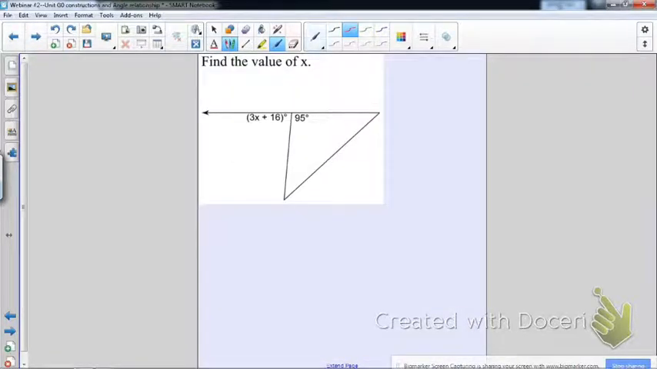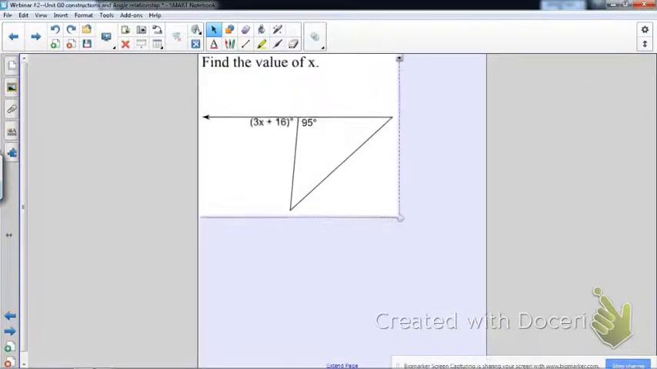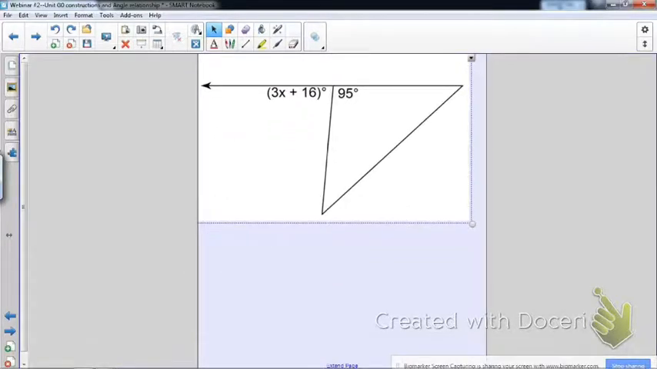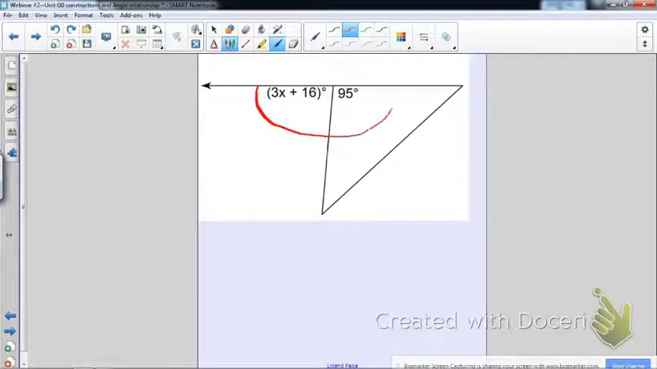Again, this one's asking us to figure out what x is. I'm going to make this a little bit bigger so we have a little more room. You should remember that what we have here is a straight line. What do we know about a straight line? Just like the example I gave you before, they are supplementary to one another. We'll call this one angle 1, angle 2, and if we have a straight line, we add them together and set them equal to 180, so they're supplementary.